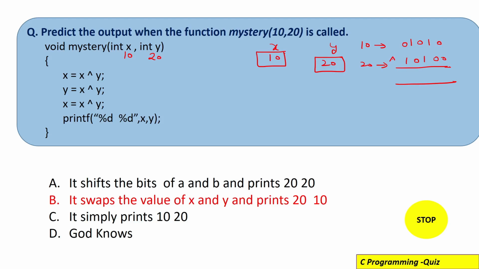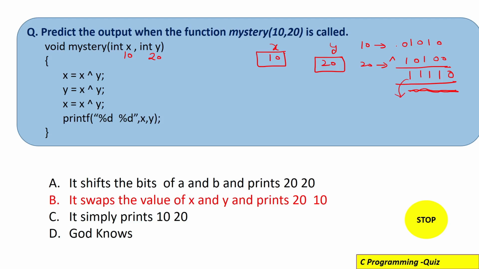In the case of the XOR operator, if both bits are different, then only I will get 1 as the answer. Otherwise, if both bits are the same, that is 0, 0 or 1, 1, then I will get 0 as the output. So here I will get 0, then 1, 1, 1, 1. This is the bit pattern we get after applying XOR on 10 and 20. If I convert this into decimal, what will be the answer?